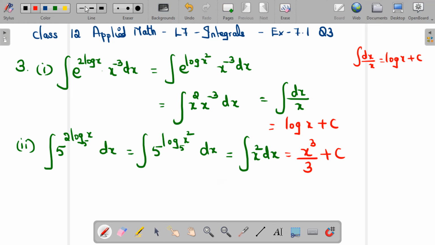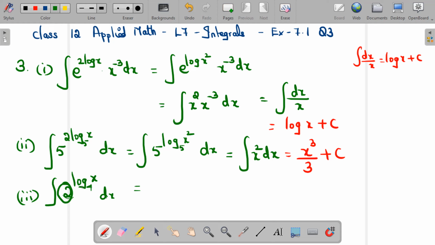Now let's take the third subdivision in this question. That is integral 2 power log x to the base 4 dx. See, if I have this as log to the base 4, so I'm going to need this base number to be 4 because in the previous subsection we had 5 and log to the base 5. So that's why we were able to cancel it.